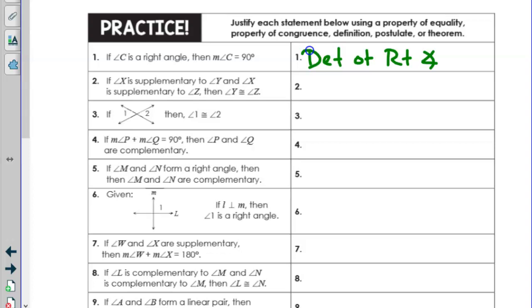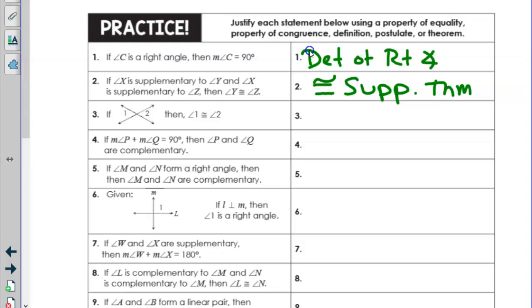If x is supplementary to y, and x is also supplementary to z, how do I know angle y and z are congruent? Transitive property? Not transitive. Dex? Congruent supplement theorem. Very good. The congruent supplement theorem. So if the phrase is talking about supplementary and it ends in congruent, it's congruent supplement theorem. If it's talking about complementary and it ends in congruent, then it's congruent complement theorem.